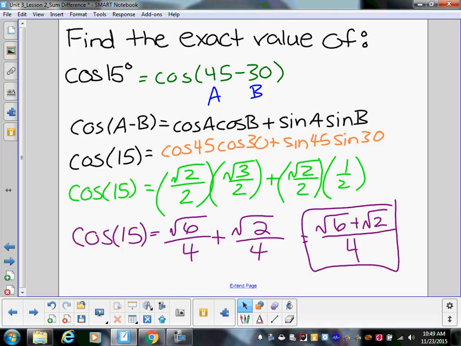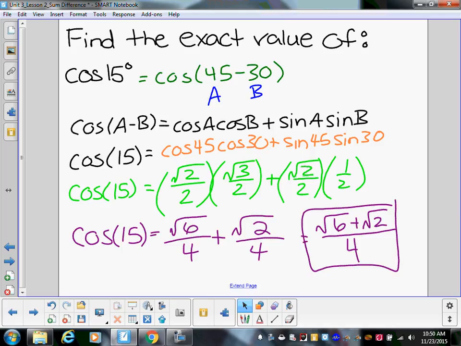A lot of times the mistake is with plugging stuff in. So I like to label that one of my angles is A and one of my angles is B, and then write the identity that I'm going to use, and then plug things in the appropriate spots. Just keep myself organized.